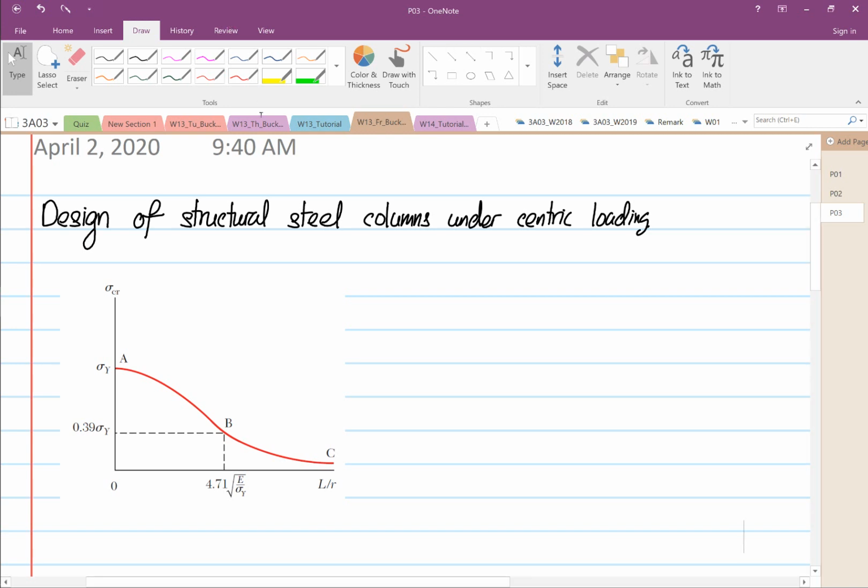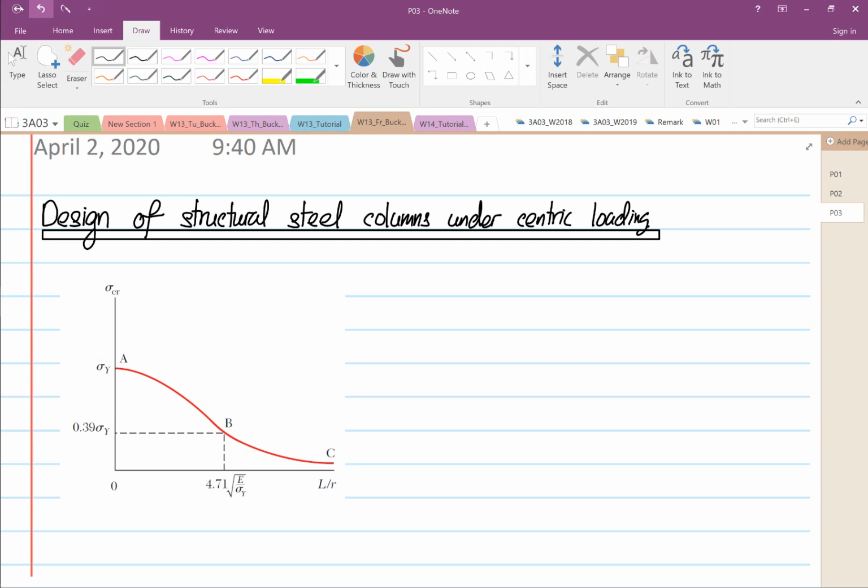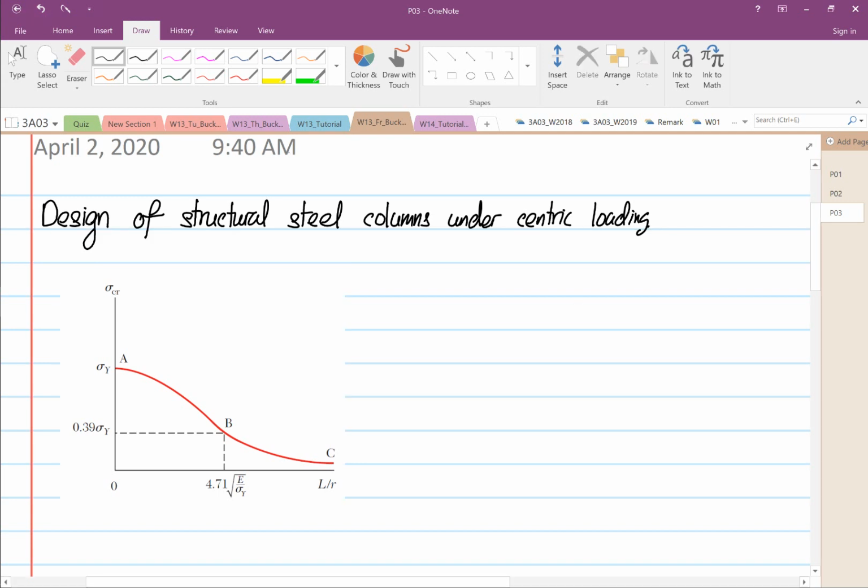Hi, so for this section, we're going to look into the design of slender steel columns under centric loading. Depending on the material, you always have a graph like this, okay? And for this case, this is for structural steel. If your structure is aluminum, the curve looks the same, but the coefficients are different, okay?